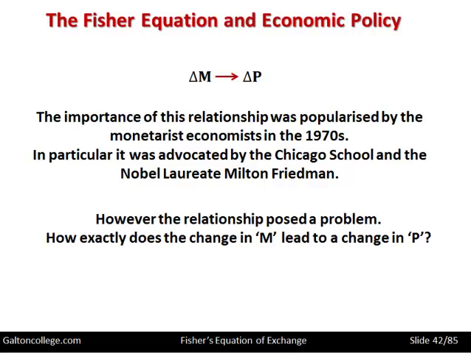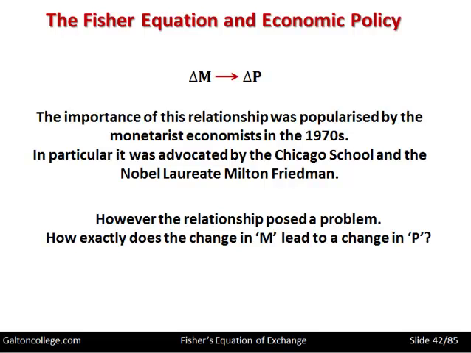Now the importance of this relationship was popularized by the monetarist economists in the 1970s. It was particularly advocated by the so-called Chicago School and the Nobel laureate Milton Friedman. So Milton Friedman made a lot about trying to control the money supply and letting markets work, and the control of the money supply would then control, if you like, the macroeconomy, would control the rate of inflation. Individual markets would work, and providing they were not constrained, providing they were allowed to work, they would lead to full employment. Very similar to the classical position.